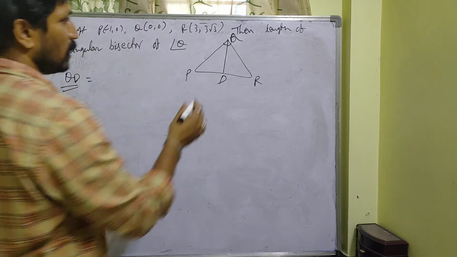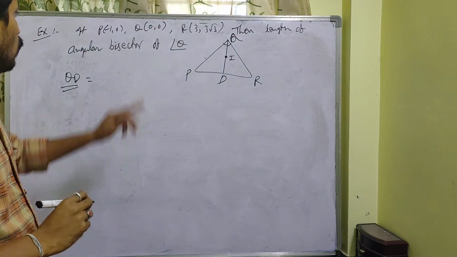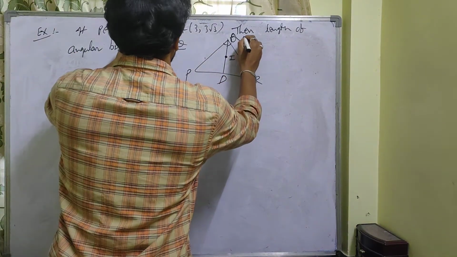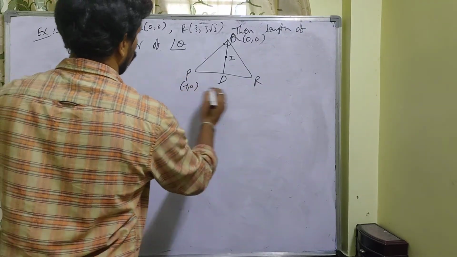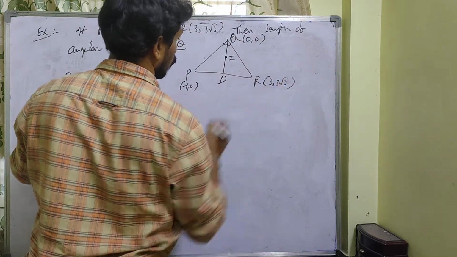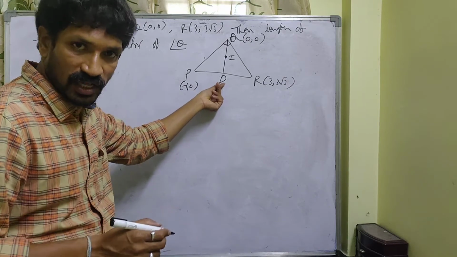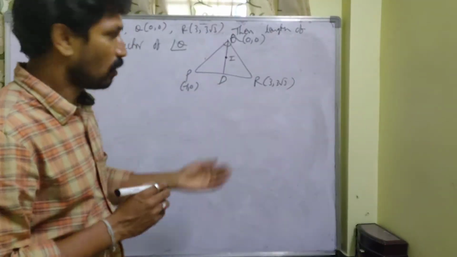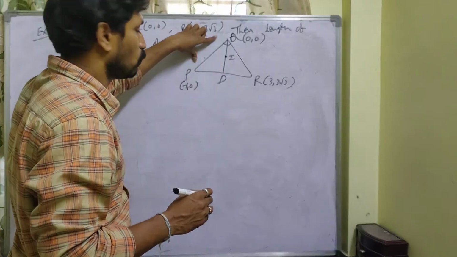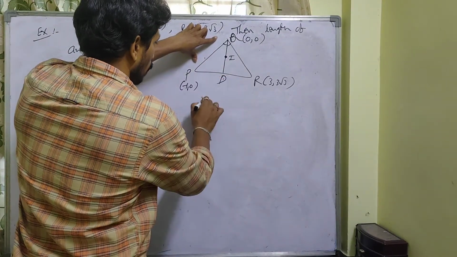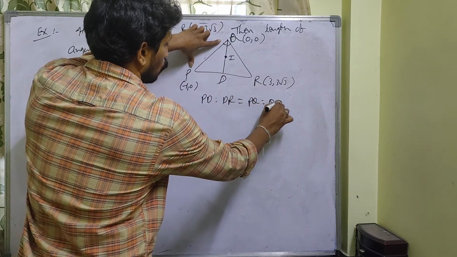Okay. See, somewhere we have I. Okay. What do you know? 0 comma 0 you know. Q is 0 comma 0, and P is nothing but minus 1 comma 0. R is nothing but 3 comma 3 root 3. So if you know the D point, then you can find QD. How can you find out the D point? D divides this PR in the ratio of the other two sides. That is nothing but here PD is to DR is equal to PQ is to QR.